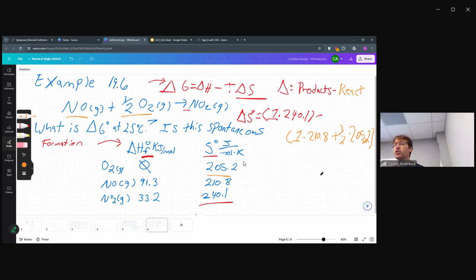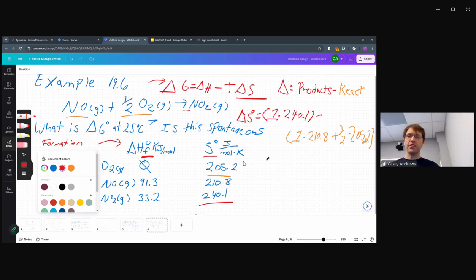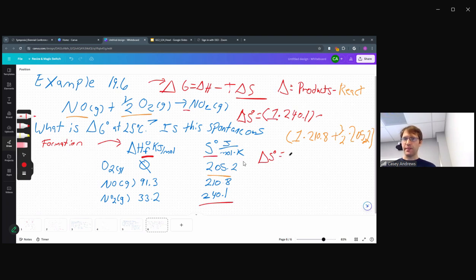And that will give me the delta S of this reaction. If I know the entropy of my products and my reactants, delta S is relatively simple. So this is 240.1 minus 210.8 plus 0.5 times 205.2. And so the change in entropy of our reaction under standard conditions, delta S naught, is negative 73.3 joules per mole K.